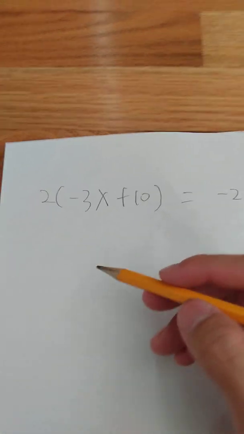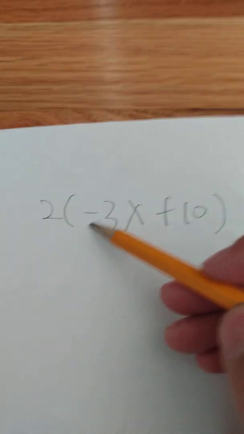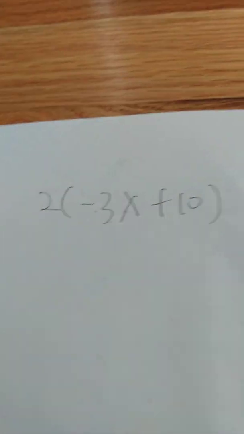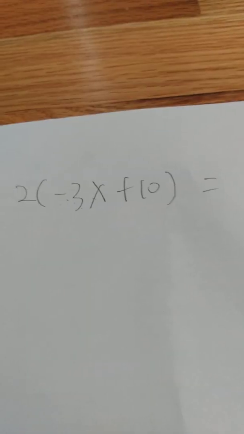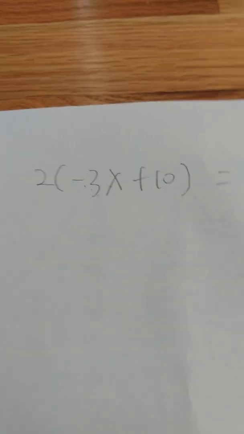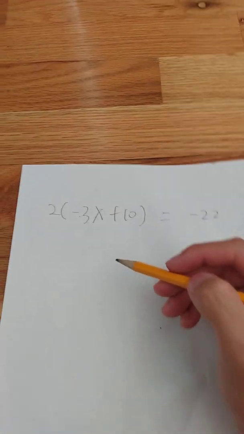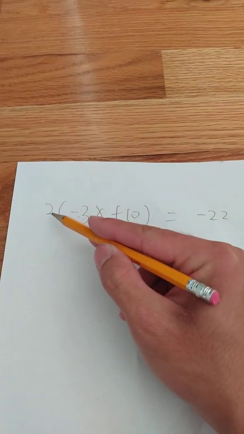So let's get started. We have an integer which is a negative 3x. An integer is something with positives or negatives. Well, people can have their own opinions on what an integer is. So yeah. Anyway, let's get started.